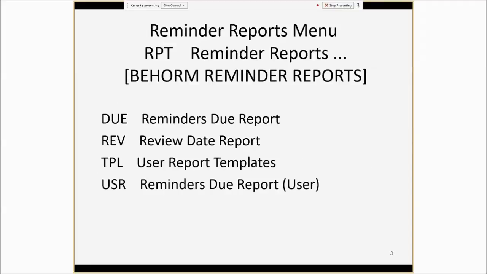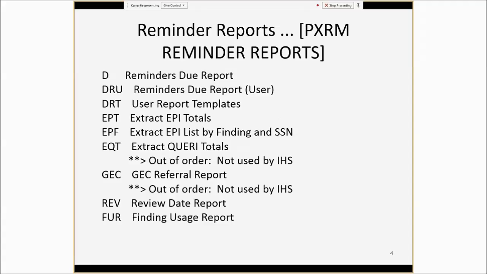The reminder report menu, and this is the menu option BEHORM reminder report. In this menu, we have the due, review, the user template reports, and also the user due reports. In the PXRN reminder report menu option, we have a few more reports we can pull. We can also do the review date reports and finding users reports. The other tools, the extract tools for EPI tools that you see here, and the GEC tool, are not used by IHS.